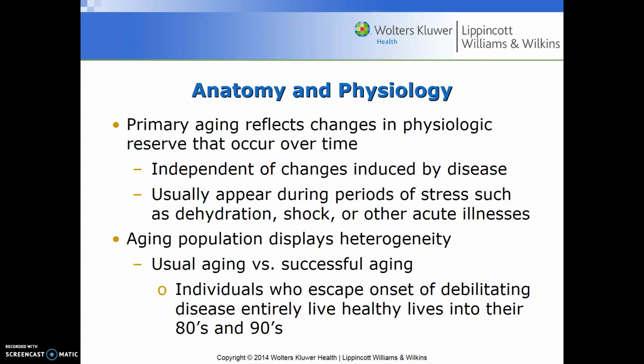The aging population really displays heterogeneity, which talks about diversity. And we've got to consider, in this diverse population, the usual aging versus successful aging, and what accounts for that. I like the statistic at the bottom of the page, and I found this to be true, that individuals who escape onset of debilitating disease entirely live healthy lives into their 80s and 90s, and some centenarians.